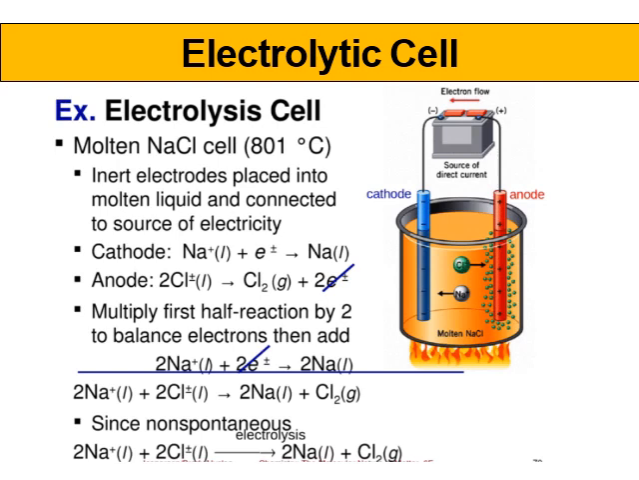Molten means that it has been heated at high temperature. For example, molten NaCl cell is around 801 degrees. That's why our car batteries can sustain very high temperature, for example when used for a long road journey. It doesn't have any problem because, in terms of molten, it can resist high temperature. So an inert electrode is placed in a molten liquid and connected to the source of electricity.